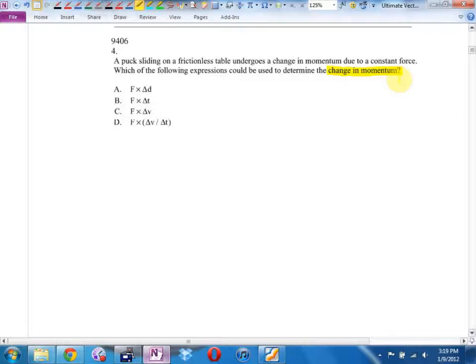The odds are somewhere on your test I'm going to say find the impulse. And what I'm really saying is find the final momentum minus the initial momentum. Now, it'll almost certainly be a straight line. What if it wasn't? What if it was finding the impulse for an angular one? How do I subtract two vectors? I don't.